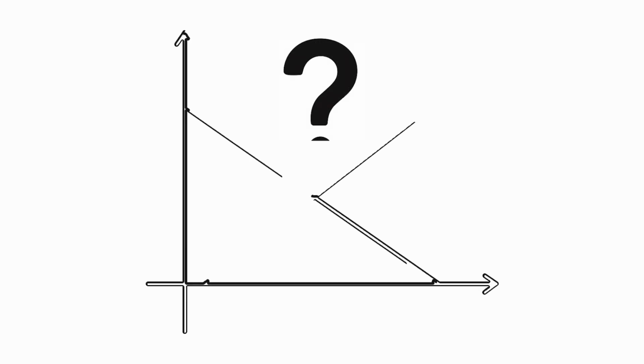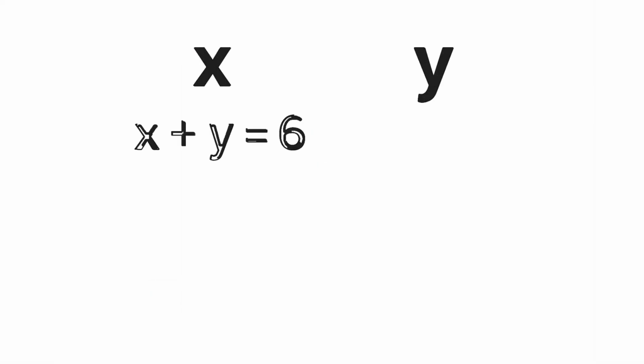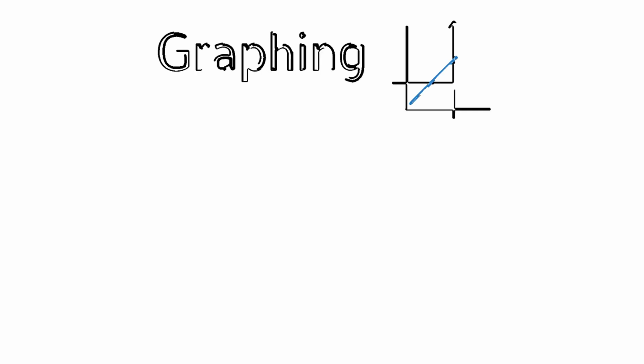Have you ever seen two lines cross on a graph and wondered what that point actually means? That's what systems of equations are all about. A system of equations is just two or more equations that all share the same variables, like x and y. Your job is to find values of x and y that make every equation true at the same time.